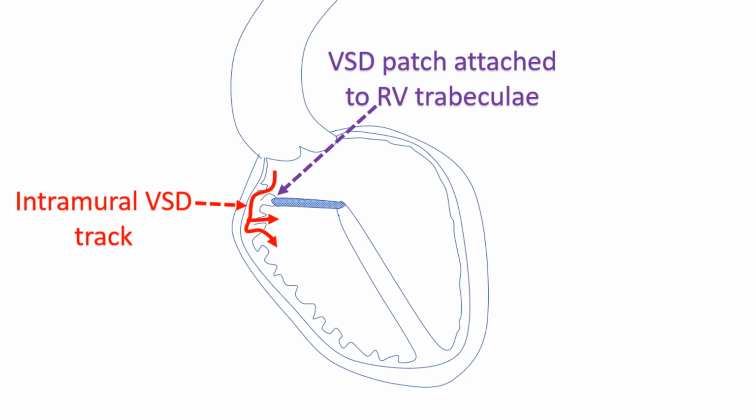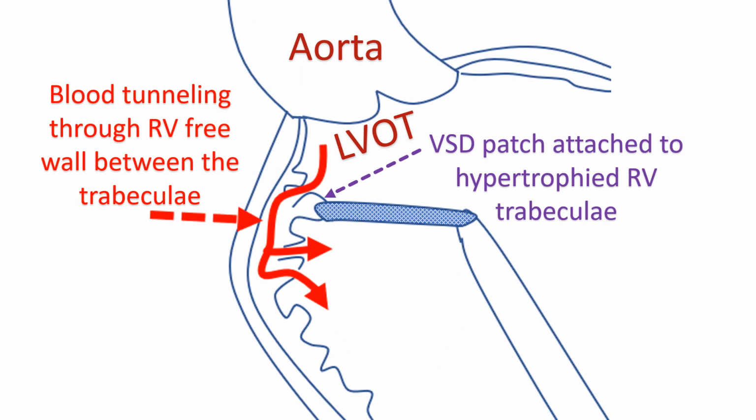The intramural VSD originates between the insertion of the VSD closure patch and the aortic valve. The defect occurs because coarse trabeculae of the hypertrophied right ventricle prevent a good seal at the site of patch insertion, so blood can tunnel through the trabeculae from the left ventricular outflow tract into the right ventricle through its wall.